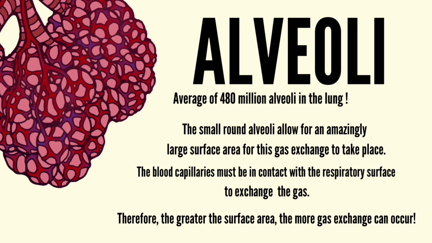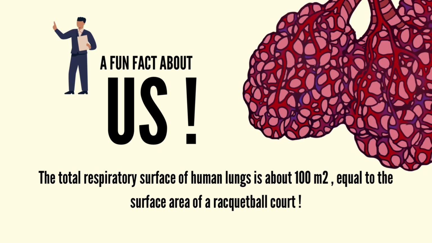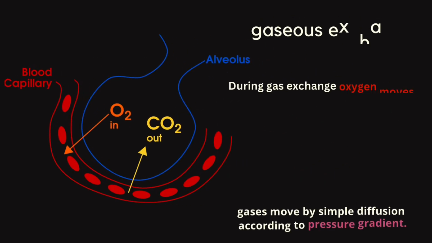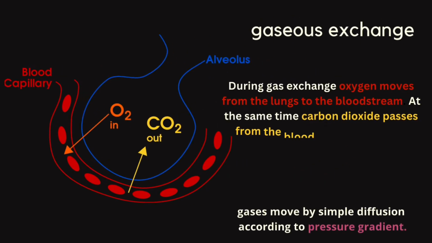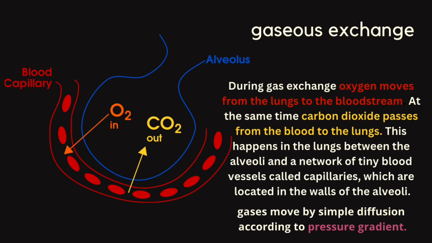The blood capillaries must be in contact with the respiratory surface to exchange the gas. Therefore, the greater the surface area, the more gas exchange can occur. And lastly, a fun fact about us humans. The total respiratory surface of human lungs is about 100 square meters, which is equal to the surface area of a racquetball court. Gas exchange occurs during respiration. During gas exchange, oxygen moves from the lungs into the bloodstream. At the same time, carbon dioxide passes from the blood to the lungs.